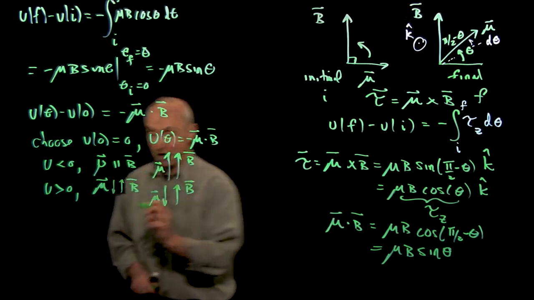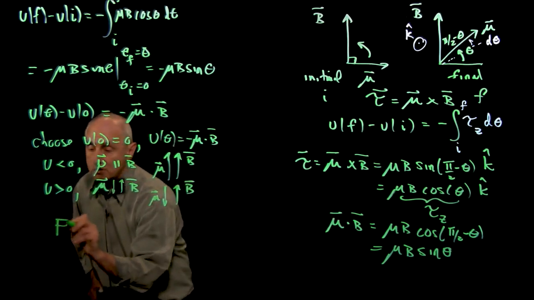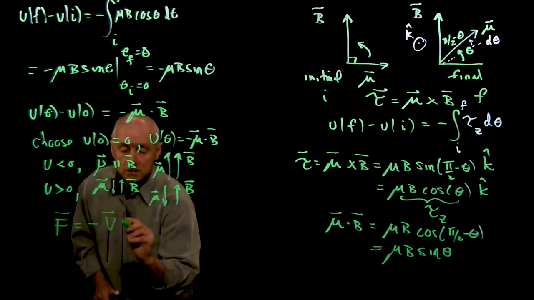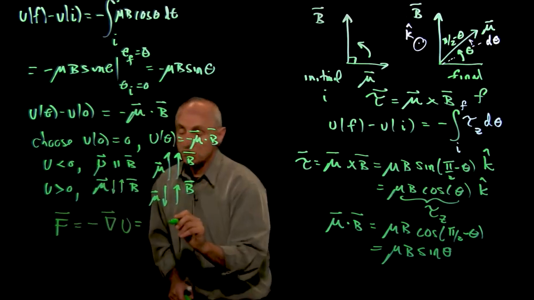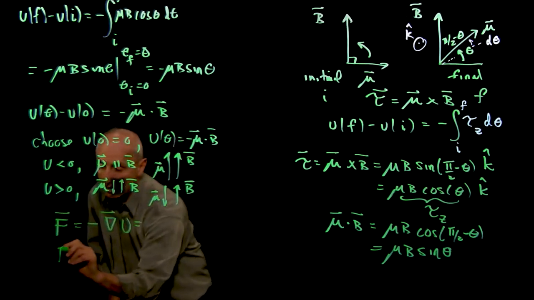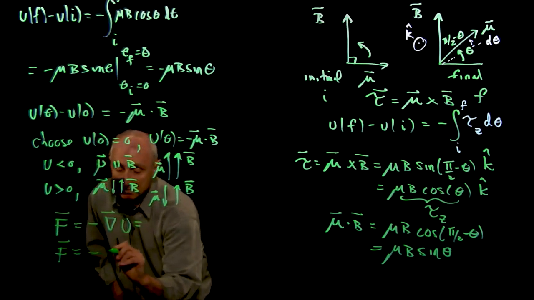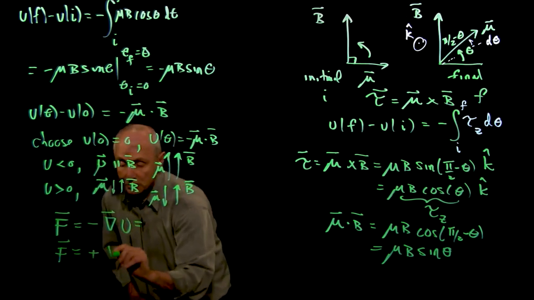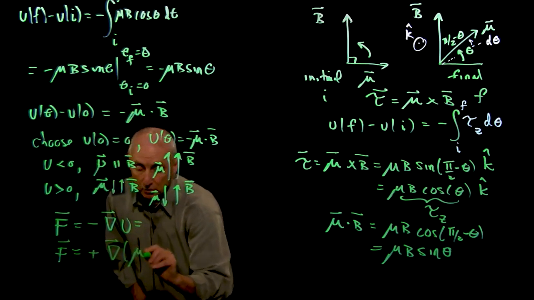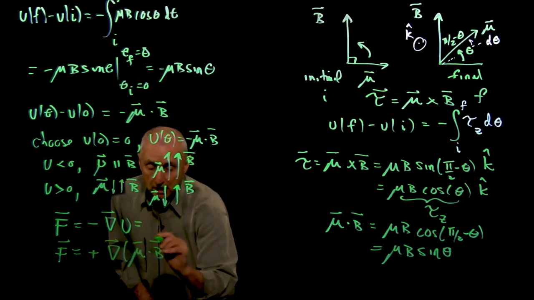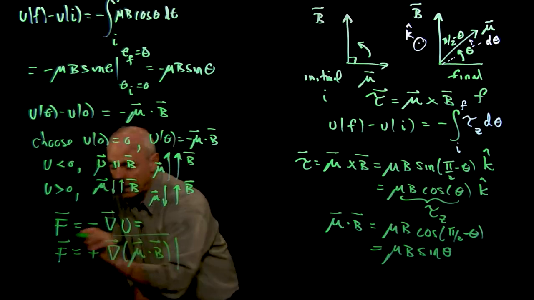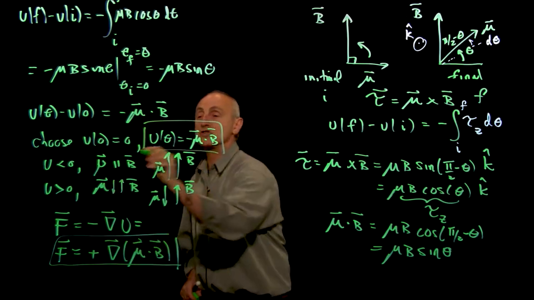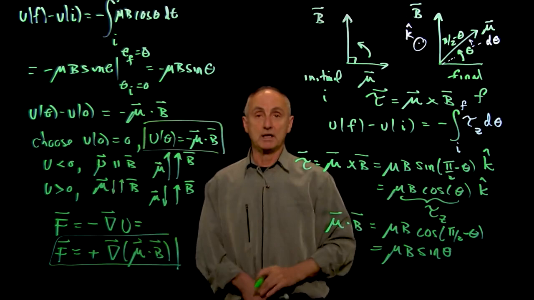Now, the force on an object given a potential function is minus the gradient of the potential function. So what we have here for the force on a dipole is minus the gradient of minus mu dot B. So we'll just write that as positive the gradient of mu dot B. And that's our force and potential energy on a dipole in a magnetic field.